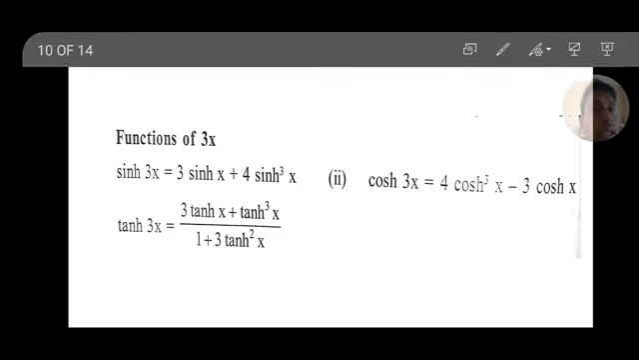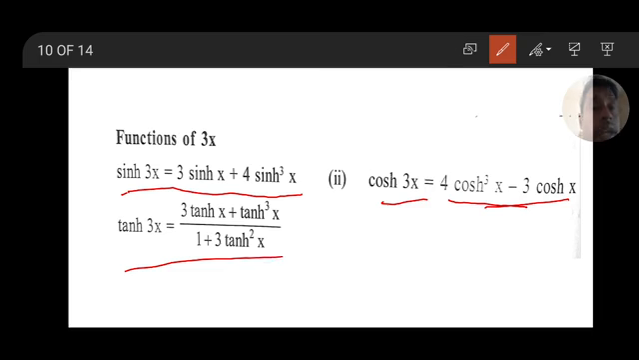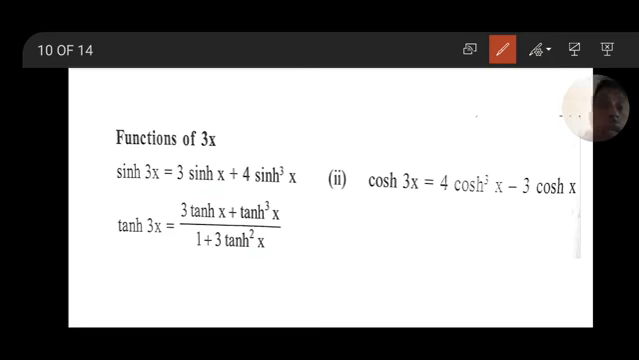Next, sinh of 3x, like the sin 3 theta formulas. sinh of 3x equals 3 sinh of x plus 4 sinh cube x. cosh of 3x equals 4 cosh cube x minus 3 cosh of x. tanh of 3x equals 3 tanh of x plus tanh cube x by 1 plus 3 tanh square x. These are the tan 3x, sinh of 3x, cosh of 3x, tanh of 3x formulas.